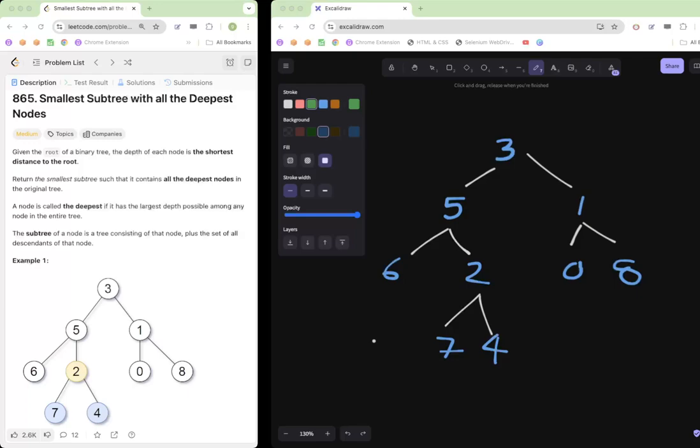It says here, given the root of a binary tree, so we start at the root, the depth of each node is the shortest distance to the root. Return the smallest subtree such that it contains all the deepest nodes in the original tree. A node is called the deepest if it has the largest depth possible among any node in the entire tree. The subtree of a node is a tree consisting of that node plus the set of all descendants of that node.